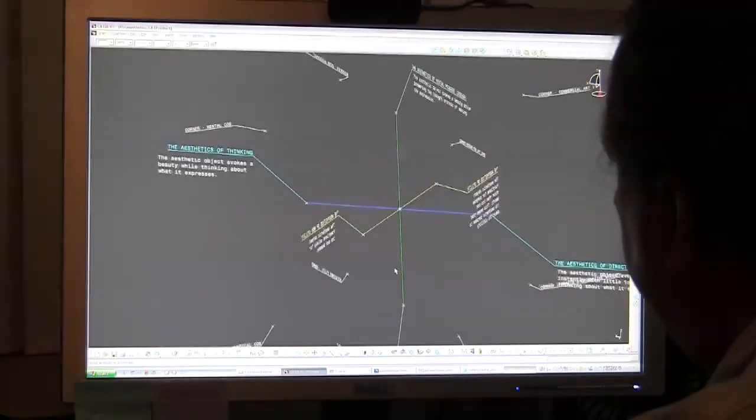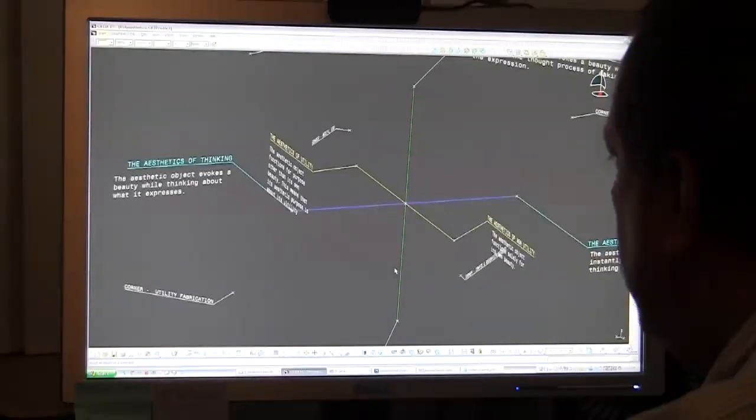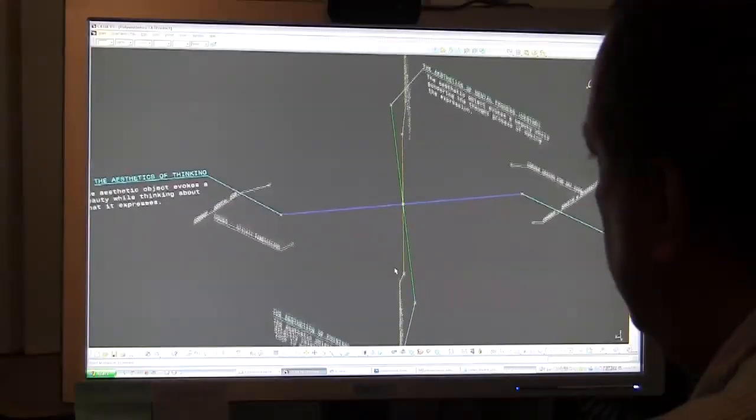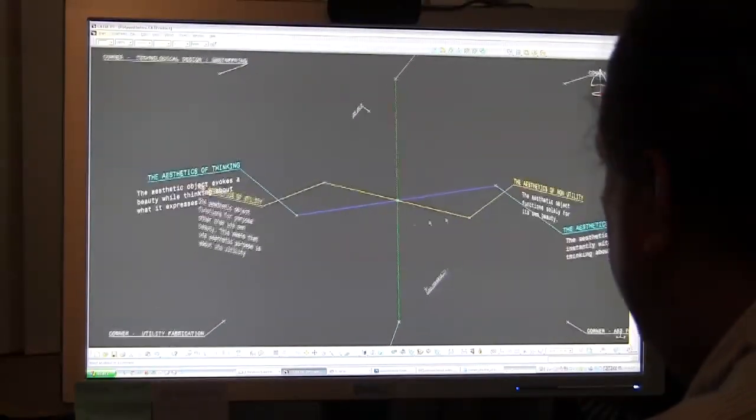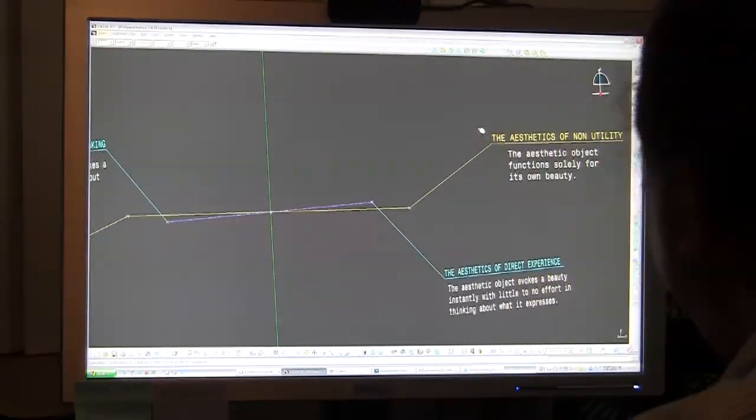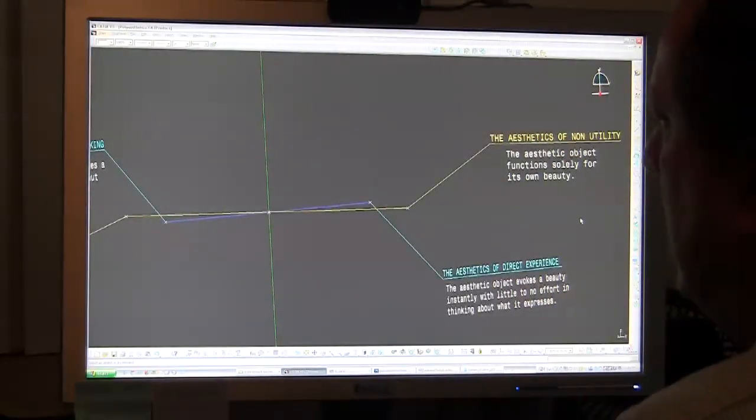So let's look at the yellow axis here. The yellow axis is a different dimension. If we look straight down on the top of it, we have the blue and the yellow at 90 degrees to each other. They're orthogonal. And so we have the aesthetics of non-utility at one end, this yellow line. That's the aesthetic object that functions solely for its own beauty. It doesn't do anything else. Great examples are painting, any painting. You can't use it to open cans. You can't use it to hold wine. You can't use it to drive down the street in. It doesn't have a utilitarian function.